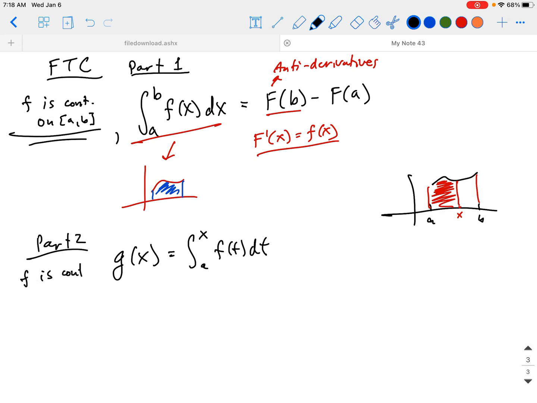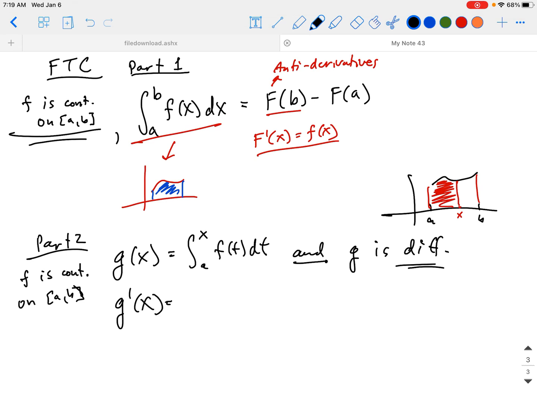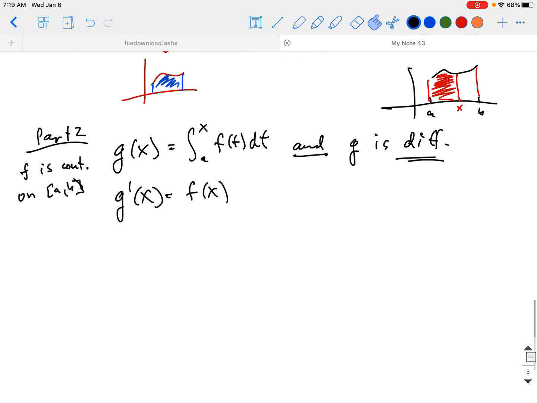And again, f is continuous on a, b. Then g of x is equal to this integral, and g is differentiable. So we get differentiability and continuity for this area function. So then g prime of x is equal to f of x. And this means that then if we describe this area function, we can describe its increasing and decreasing behavior. We could keep going and find concavity values, and then describe points of inflection as well.